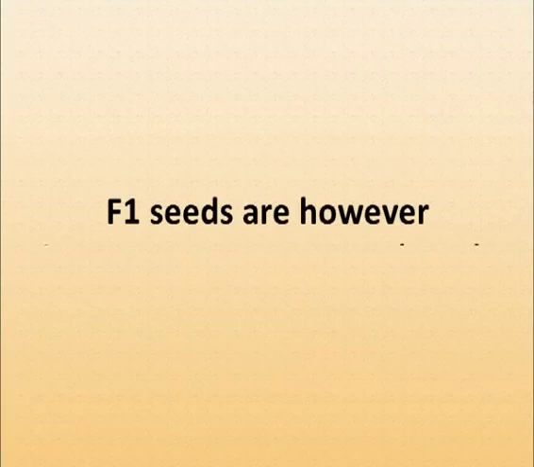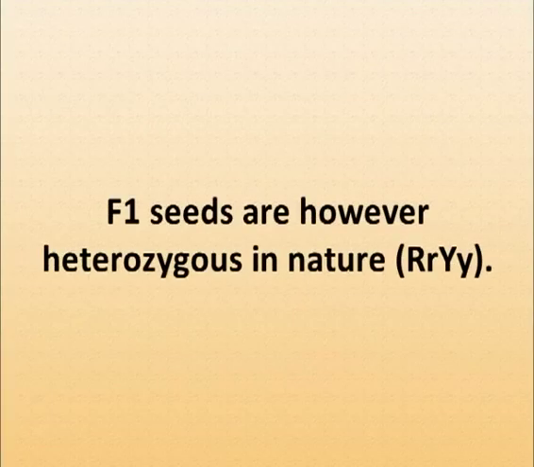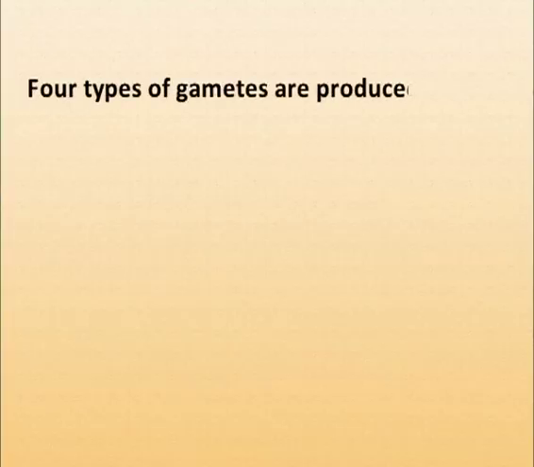Fertilization between these gametes results in an F1 progeny in which all seeds are round and yellow. Because round is dominant over wrinkled, the F1 seed is however heterozygous in nature, that is, the genotype is capital R, capital Y, small y. When F1 plants are selfed, four types of gametes are produced.